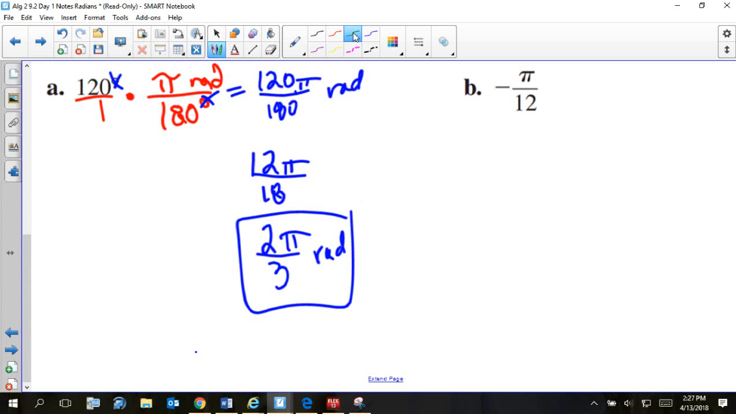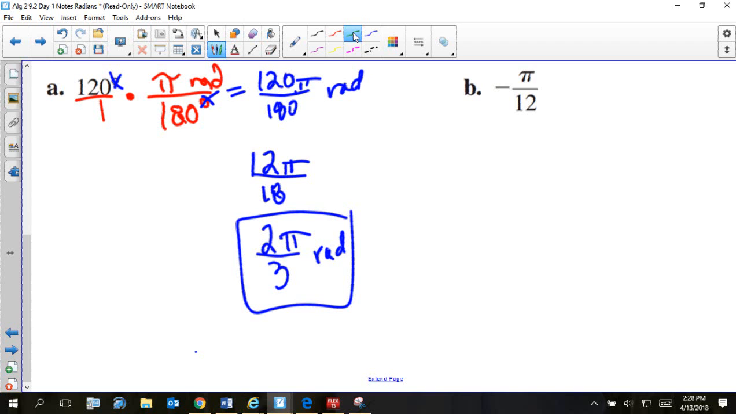So now, do you know if this is degrees or radians? I have a secret way of telling you. Ready for it? If there's a degree symbol, it's degrees.